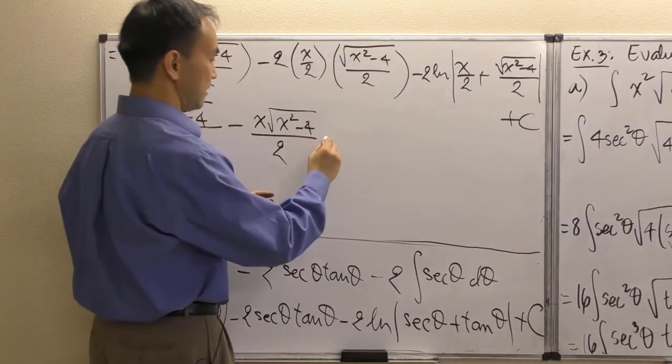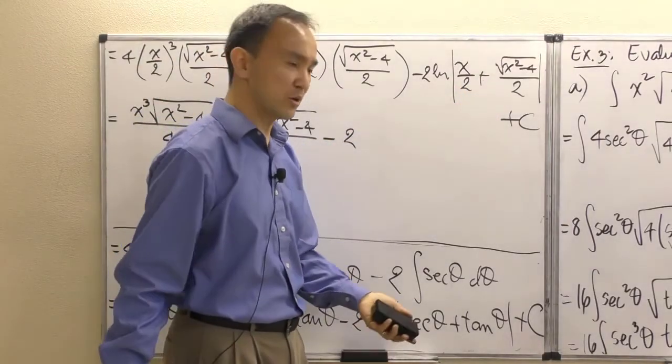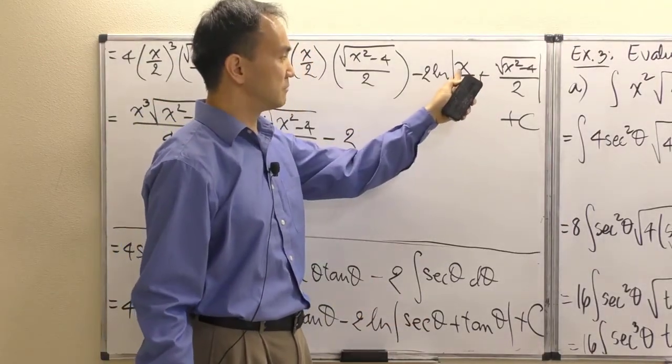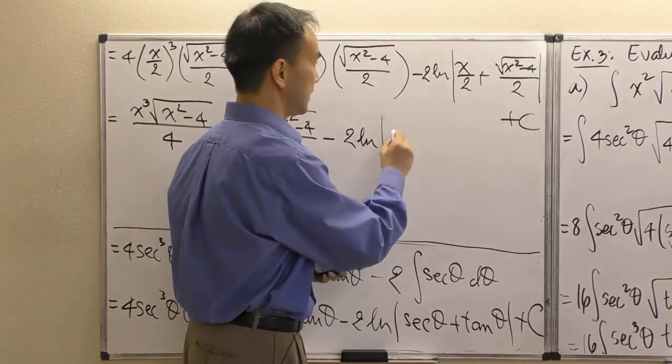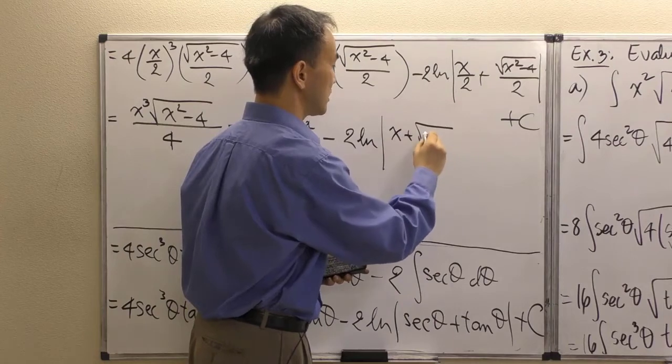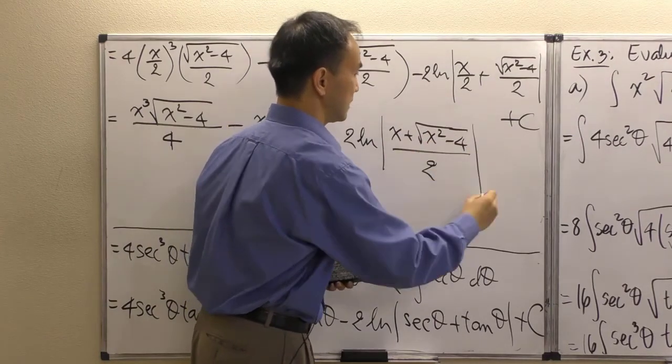And then now I'm going to subtract 2 times, and just like the earlier problems we have done multiple times, I'm going to combine these two into one fraction. So 2 times natural log, and now I have x plus square root of x squared minus 4 in over 2, and then plus c.